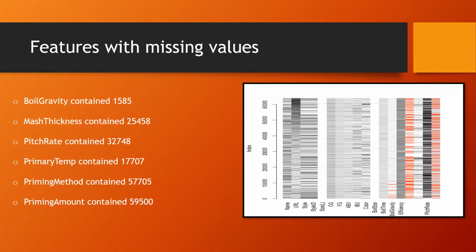Features with missing values. There were a lot of features with missing values in this data set. Boil gravity contained 1,585. Mash thickness, pitch rate, primary temperature, priming method, and priming amount contain high amounts of missing values. Some were all the way up to 50-60%. Most of them were above 10% with the exception of boil gravity.